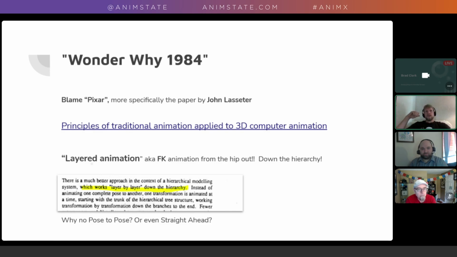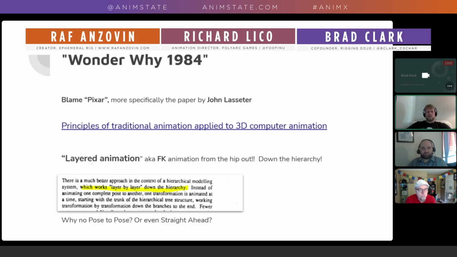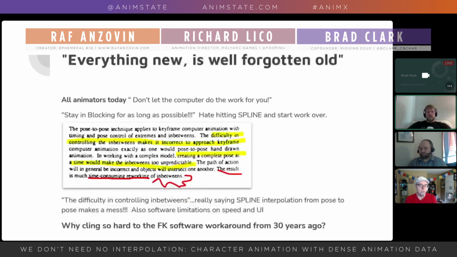And you think back at the time and wonder, well, why did he do that? That's because they had an FK character. They didn't have IK systems, they didn't have fast computers, they didn't have real-time playback. He was working the way he was because of the limitations of the hardware. It wasn't even pose to pose or straight ahead. It was just a layered approach, because you have an FK system to counter animate the whole time.